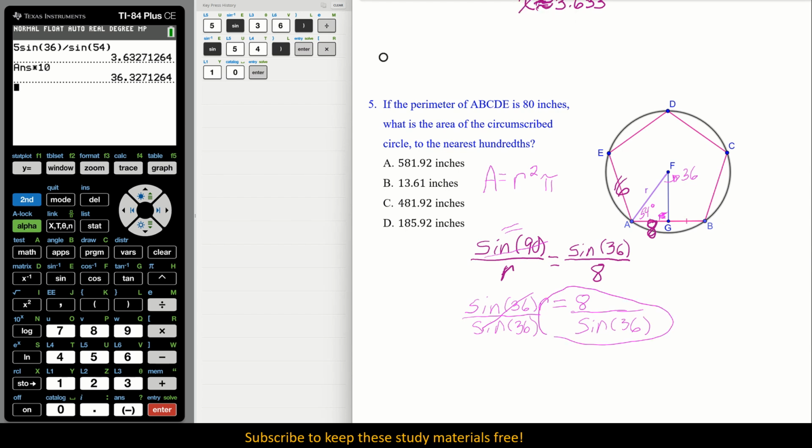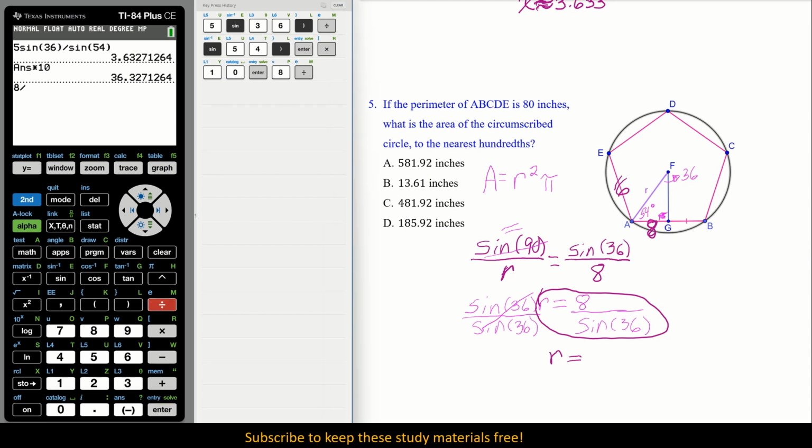Okay. Let's grab another color. Put this in our calculator, and that will give us R. And then we can square that and multiply it times pi. And they're asking for decimal answers, so we should be good to go. Okay, 8 divided by sine 36 equals.